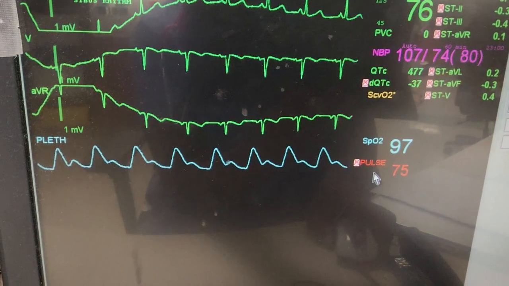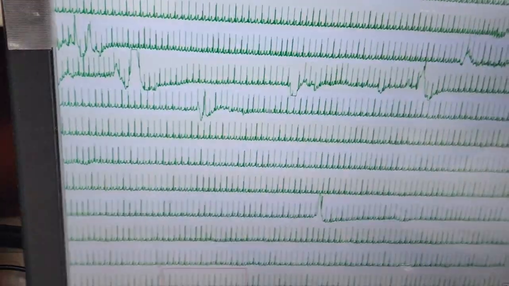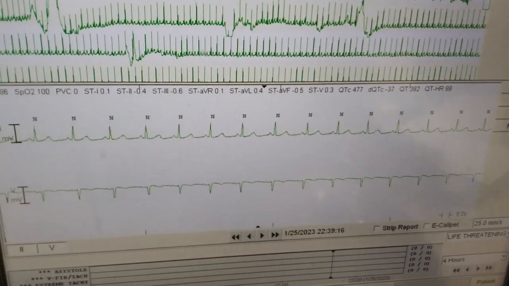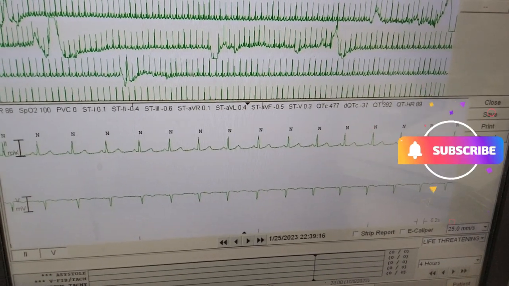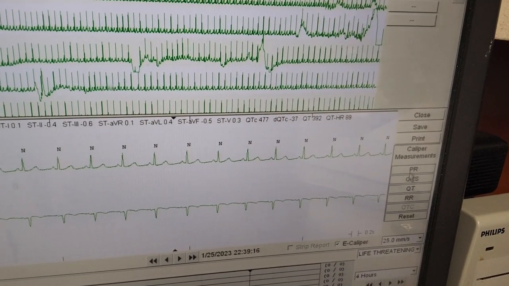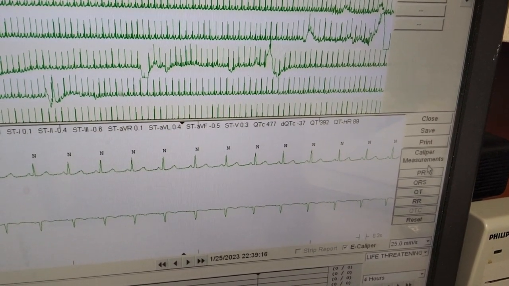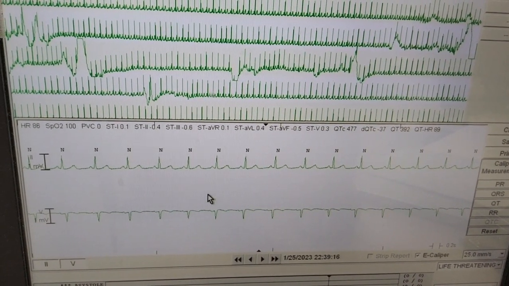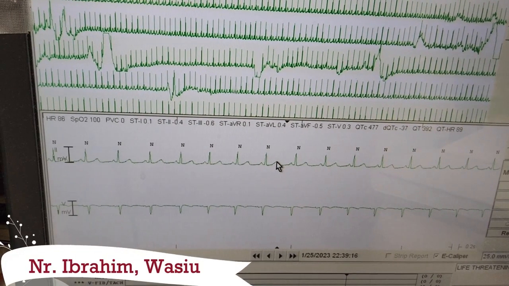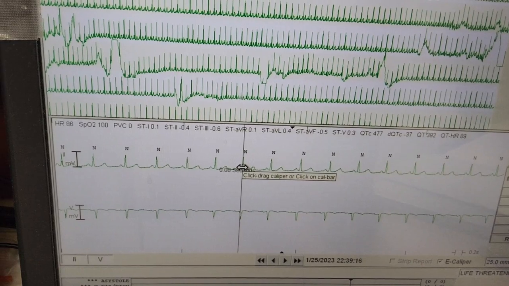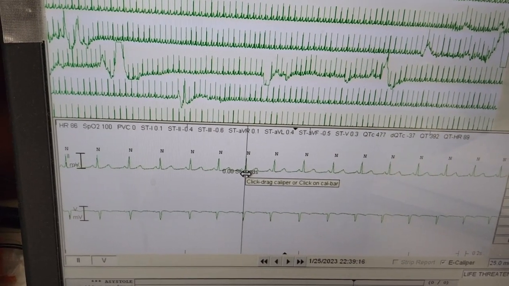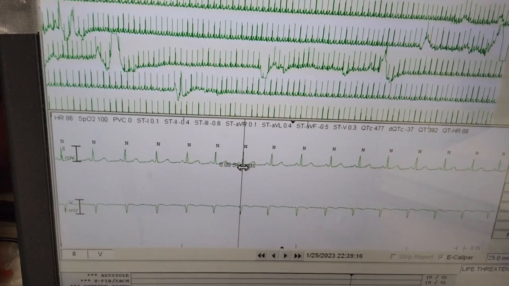So we go to review here, then click on any reading that I want. So now here, the electronic caliper is here, so we click on it and then it shows us these measurements that we need to calculate. And let's assume that this is a 6 second strip. So let's say that our 6 second strip ends here. So the first thing we do is to assess if the rhythm is regular and if the rate is within normal limits.